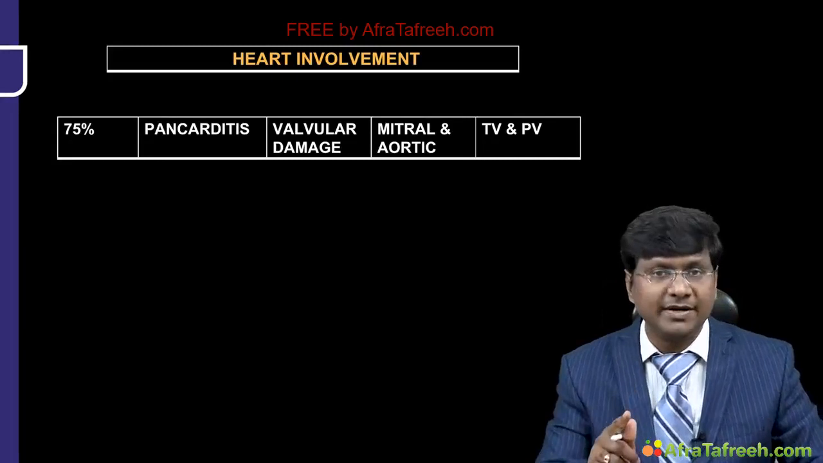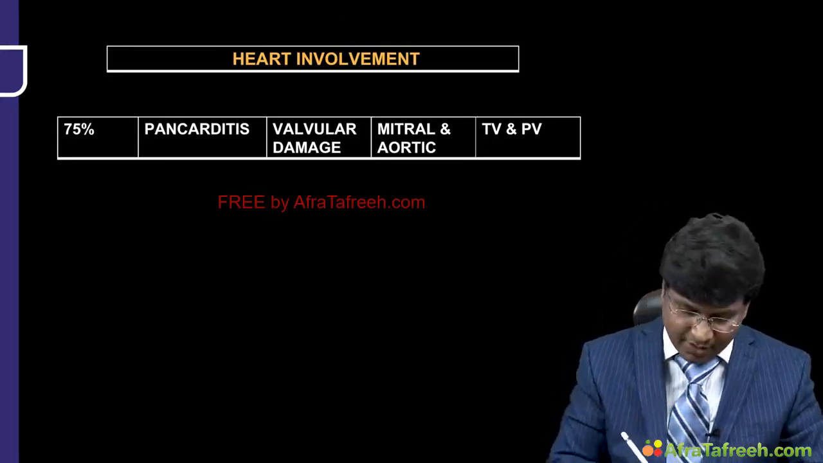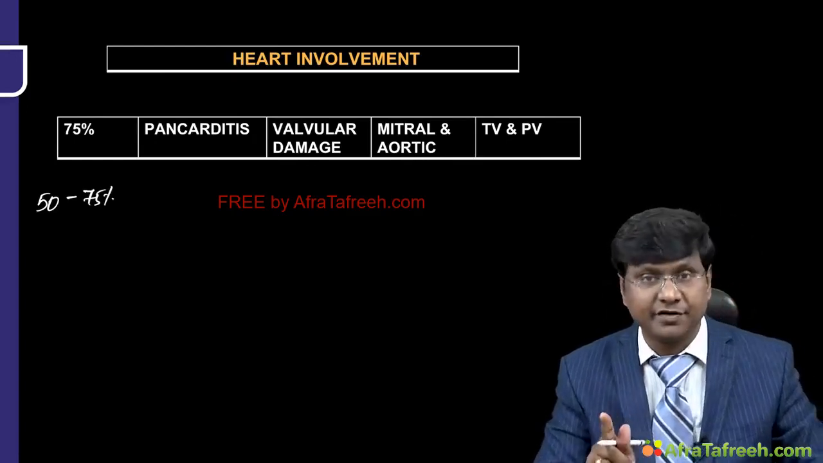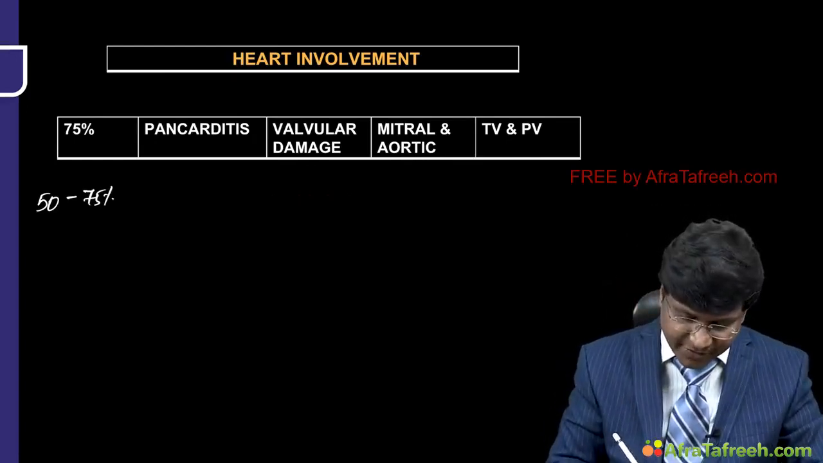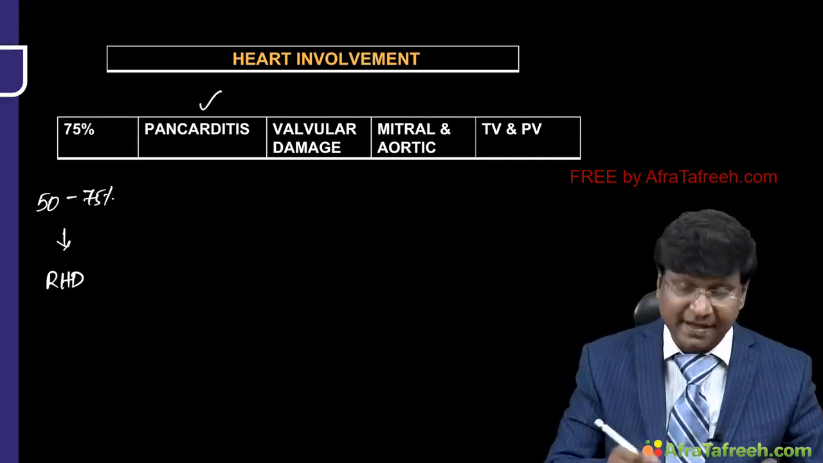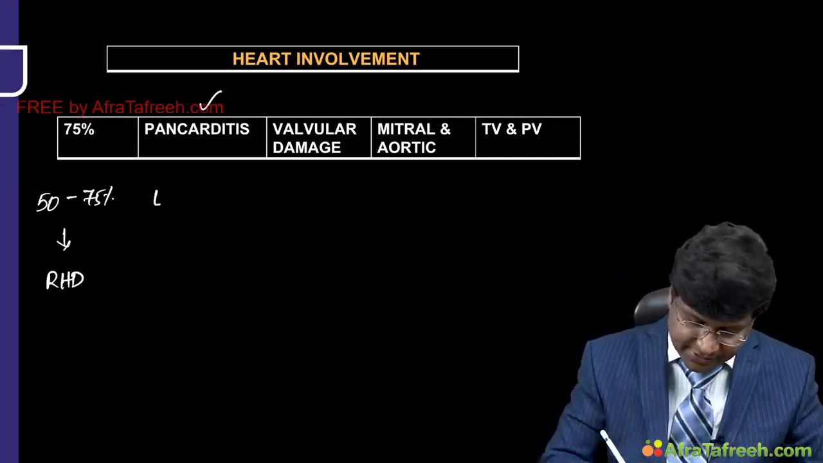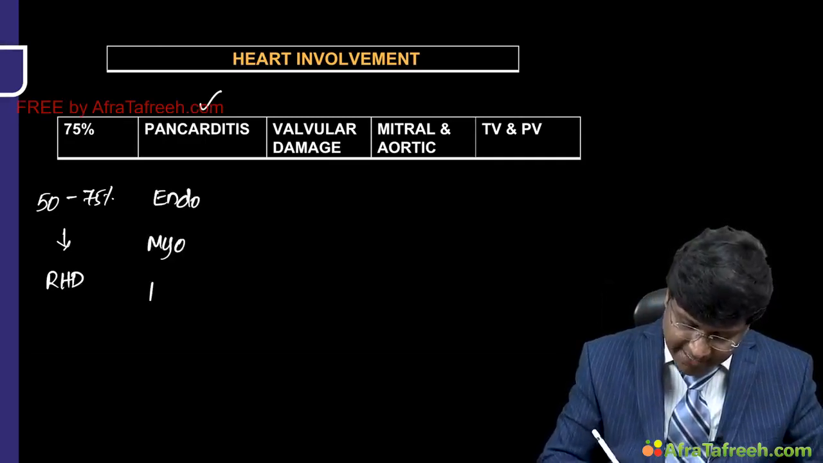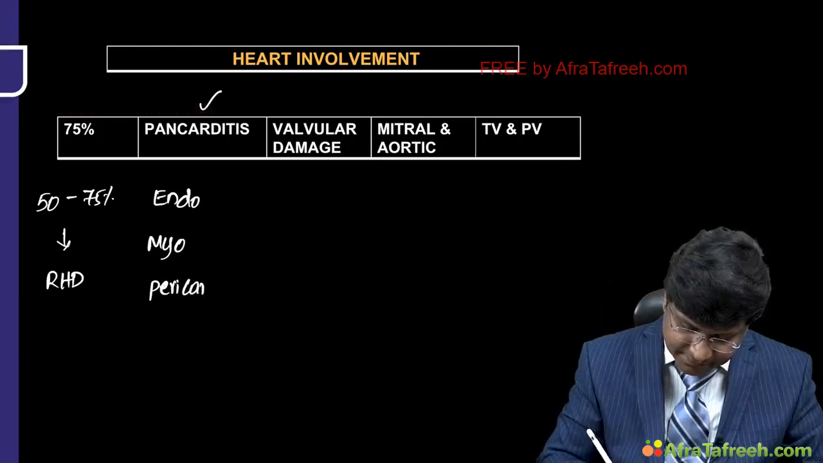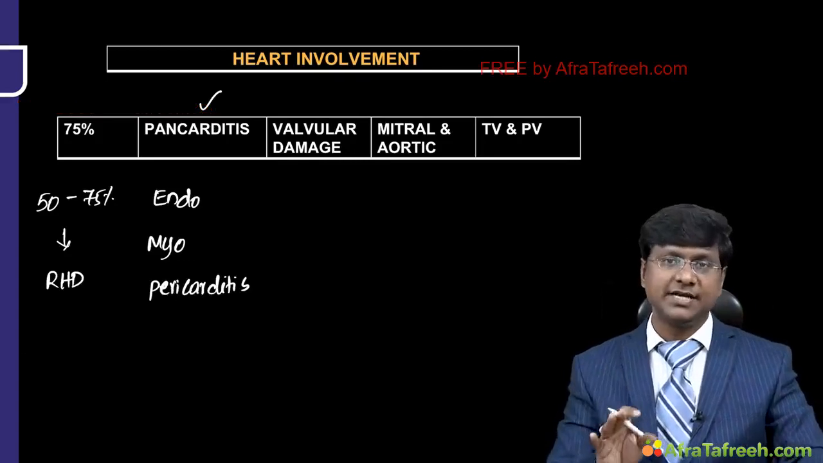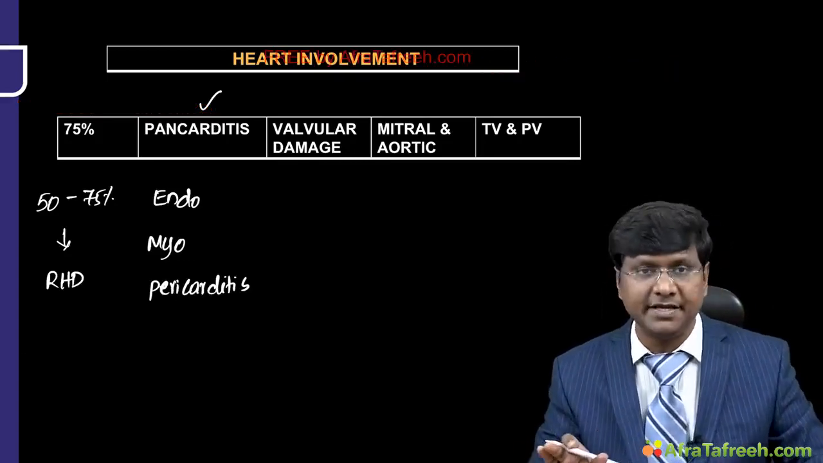Now, cardiac involvement, what did I discuss just now? It is seen in around 50 to 75% of patients. They progress to the development of rheumatic heart disease, and it is pancarditis, all three layers: endocarditis, myocarditis, as well as pericarditis. All three layers are being affected.